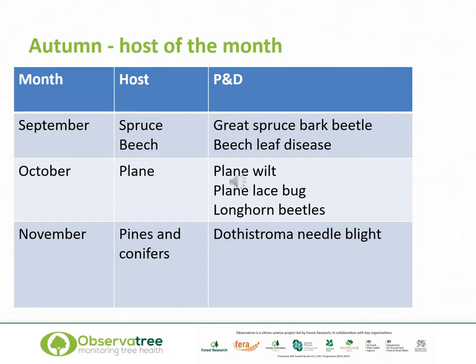As we move towards autumn, we're going to be thinking about the different priority pests and pathogens that you might most likely find in the months of September, October, and November. We're going to be looking at hosts such as spruce, beech, plane, and a diversity of pines and conifers, looking for pests like great spruce bark beetle, the longhorn beetles, and a number of diseases like beech leaf disease, plane wilt, and dothistroma needle blight.